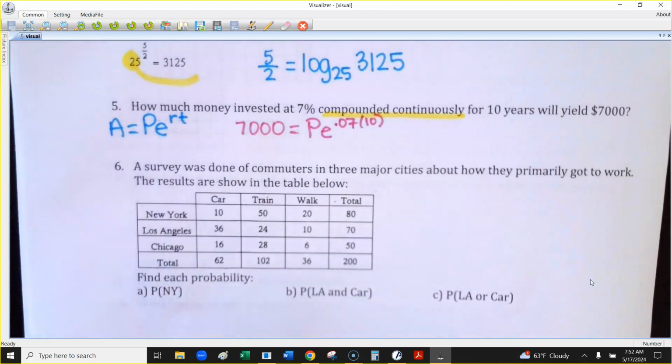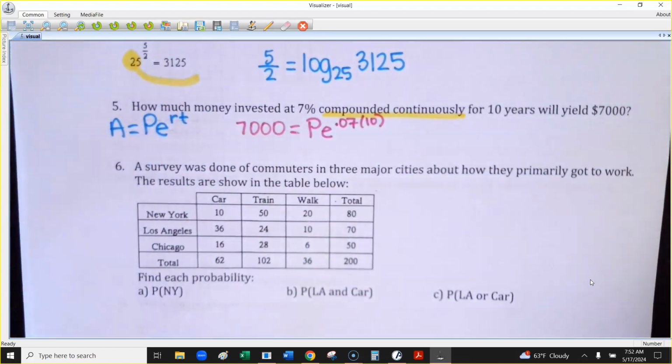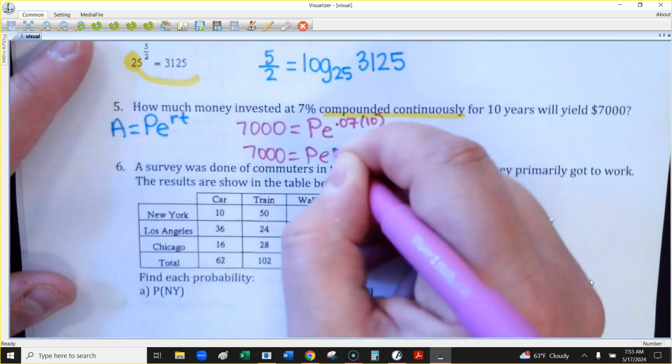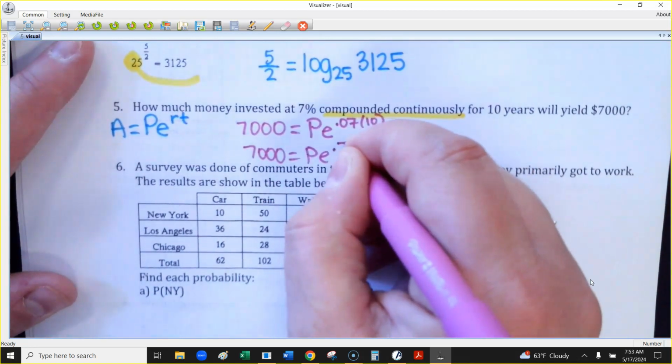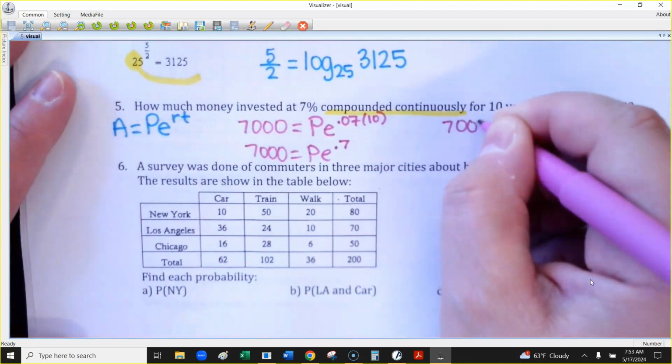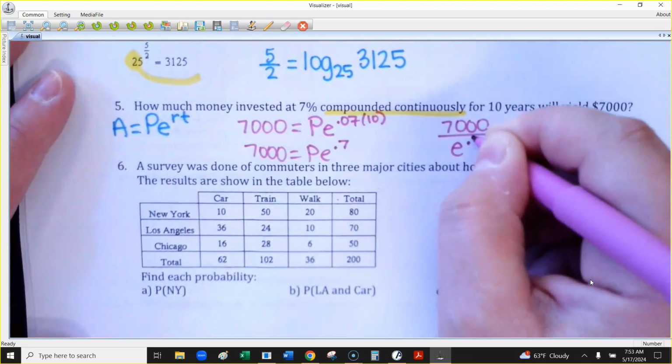Okay, divide that. Now, if you want to simplify the exponent, maybe so you don't have to push so many buttons in the calculator, you could do that. This would be 7,000 P E, this would be the 0.7 power. So all you have to do in your calculator is 7,000 divided by e to that 0.7 power.